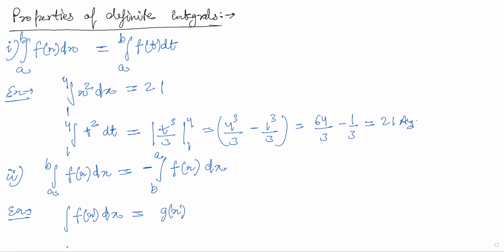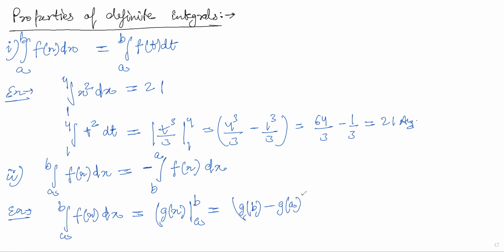Right? So if we are integrating fx, we are getting the answer as gx, right? Now, if we apply the limit from a to b, the answer would be gx from a to b. So the answer would be gb minus ga. That is how you put the limits, upper limit minus lower limit, right?